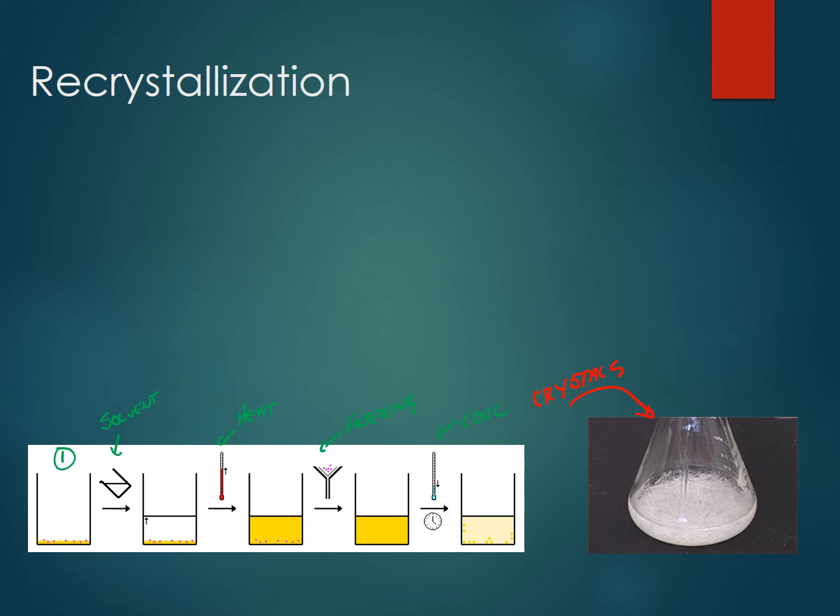So you're going to start at number 1 there in the green. You're going to add some solvent, heat it up. You might have to filter it depending on what you're working with, and then you cool it down, and once you cool it down you should see some crystals form. So let's talk a little bit about recrystallization, some of the details that go into it.